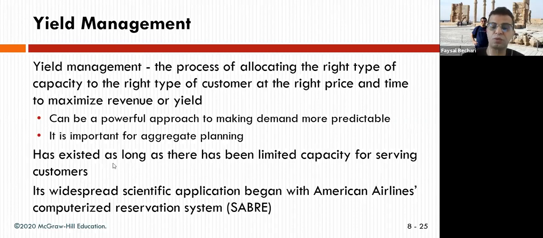It was first done at American Airlines. But now if you see, the hotel industry utilizes this process very well.